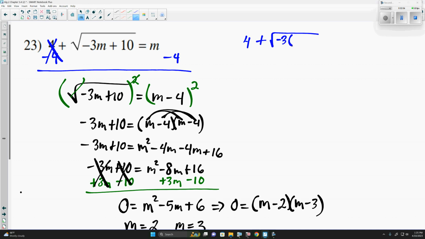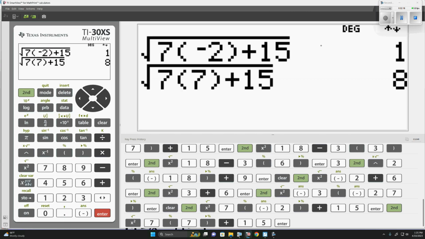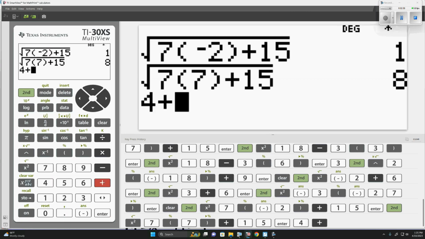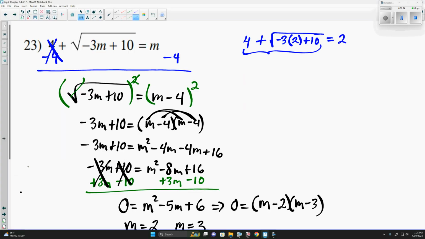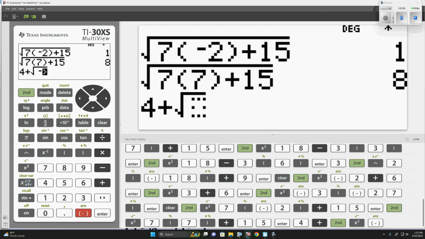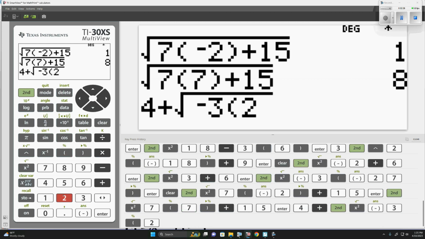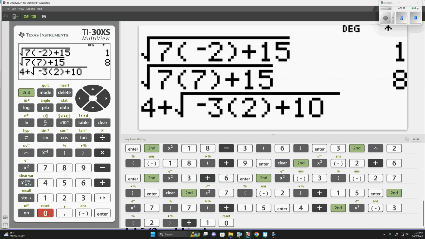Now let's check them, make sure. So 2 plus 10 is equal to 2. So we don't have a negative on the other side, so that's kind of nice. Now at this point here, I can type that whole thing in. I don't have to do it part by part. So we can say 4 plus square root of negative 3 times 2 plus 10. And this should give us 2, yes?